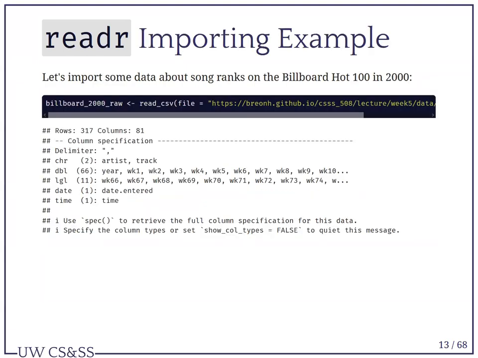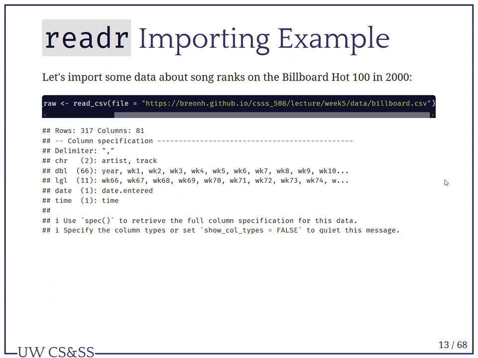So here's an example. Let's import some data about song ranks from the Billboard Hot 100 in the year 2000. So we're going to assign to this object billboard_2000_raw, read_csv, and then this file that I've saved on my GitHub. That's a cool thing that I always think is too futuristic, that you can just download things straight through R from the internet without having to open up Safari or something. I don't know, I think it's neat.